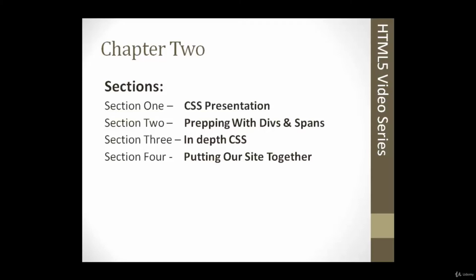And then in section 3, we'll learn in-depth CSS, which will be external style sheets and all of that good stuff. And then in section 4, we will be putting our site together. We'll be putting the Blue Developer Directory website together. We'll build the home page. We'll style the home page, and we will also add a menu structure, and then we'll add the tables and the forms that we created in chapter 1 to the website. So it's going to be really cool to have everything just put together.